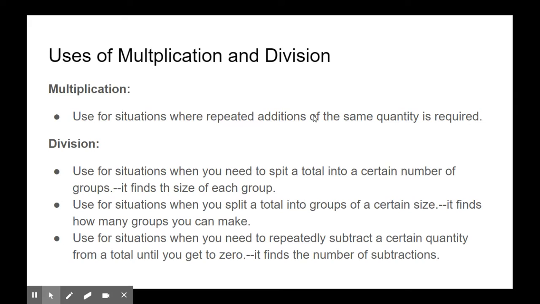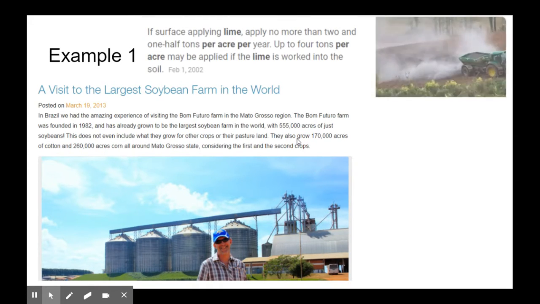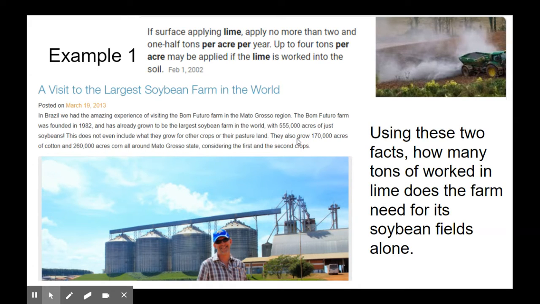So we're going to look at an example where we're looking at the largest soybean farm in the world. This was in 2013, so these are 2013 numbers. It's in Brazil, and it's got 555,000 acres of just soybeans. They have to apply lime to their fields, and if they till it in, you can put in 4 tons per acre if you're going to work it into the soil. So here's the question.